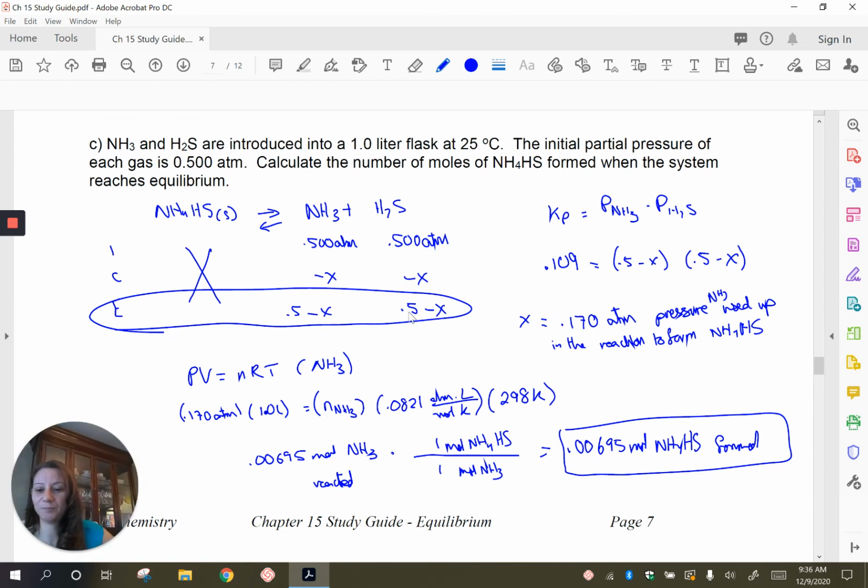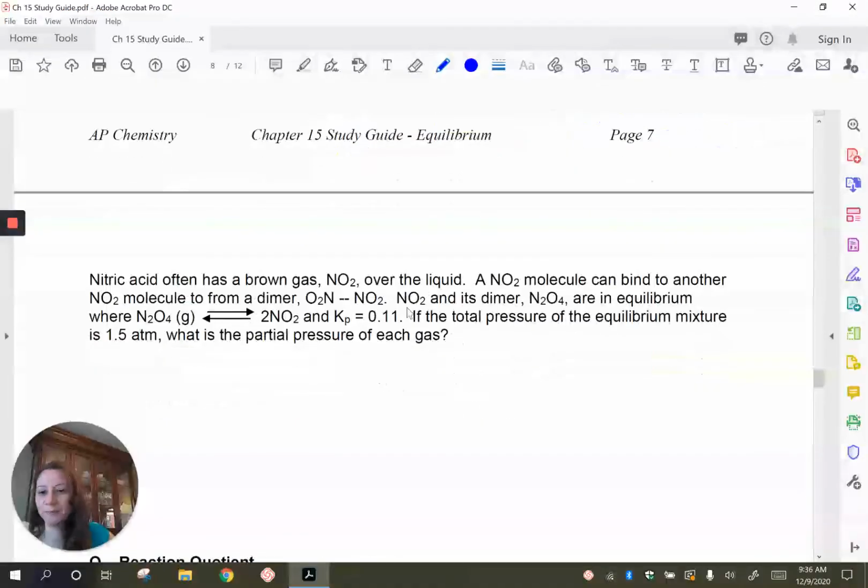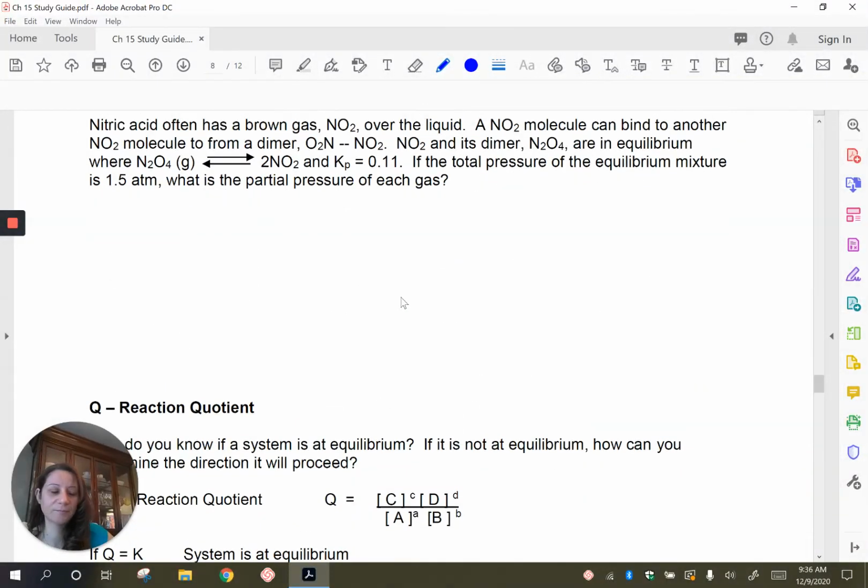That was a good problem. Let's do one more. Nitric acid, which is HNO3, often has a brown gas, NO2, over the liquid. An NO2 molecule can bind to another NO2 molecule to form a dimer. Dimer, like how polymer is many parts. Dimer, di means two, so 2 parts. So you take an NO2 and an NO2 together and you form a dimer.